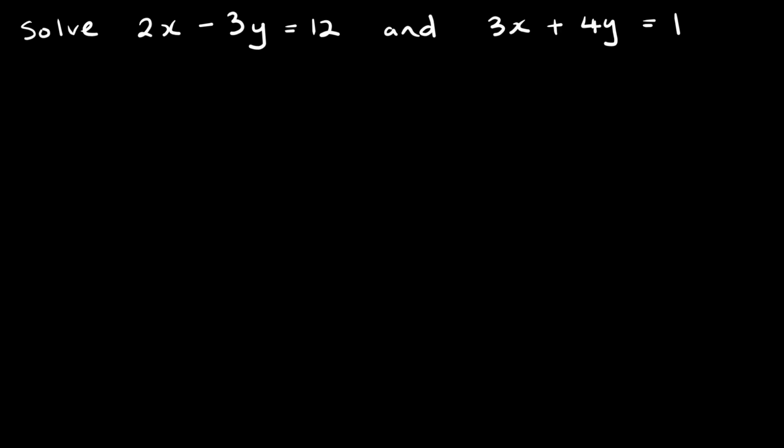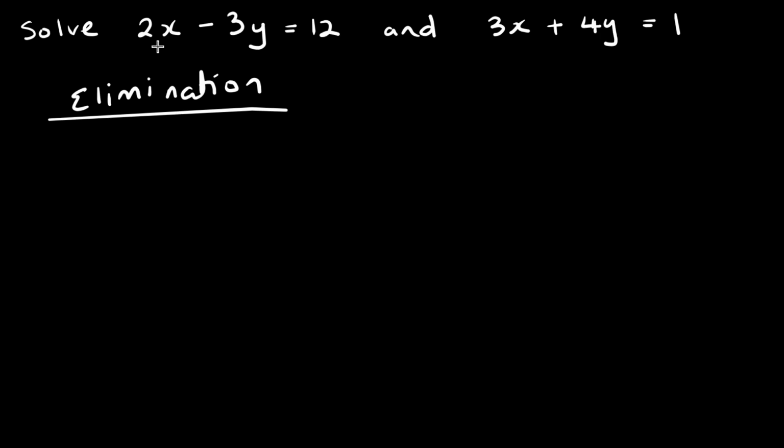And we're going to again go through this process using elimination and substitution. So we're going to start with elimination. We need to solve 2x minus 3y is equal to 12, and 3x plus 4y is equal to 1. What does elimination look like in this case? What are we eliminating, right? Is it easy to see?